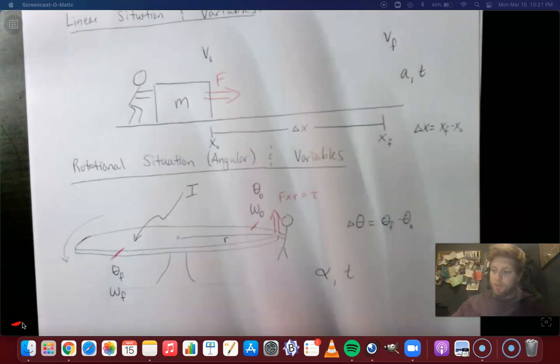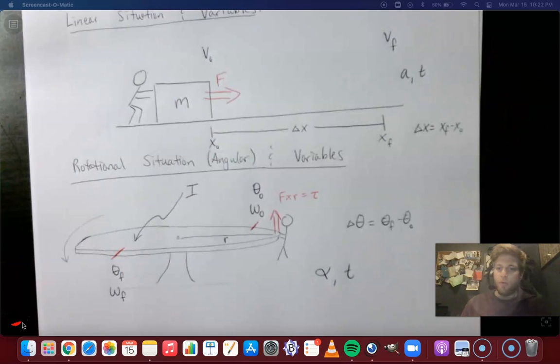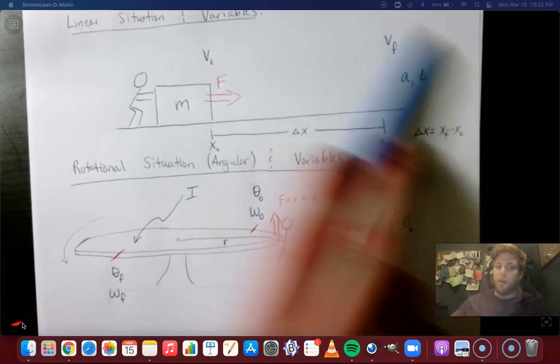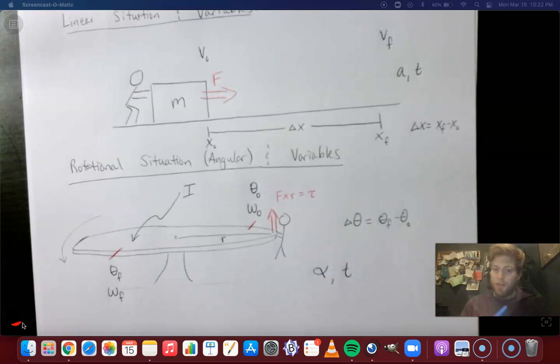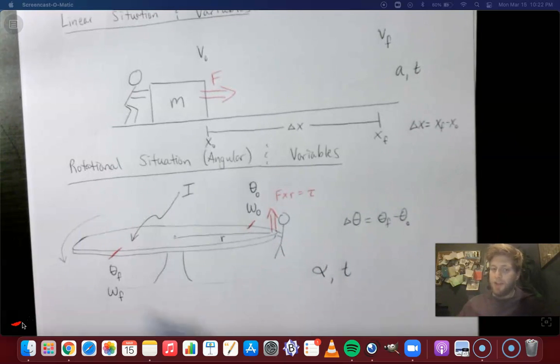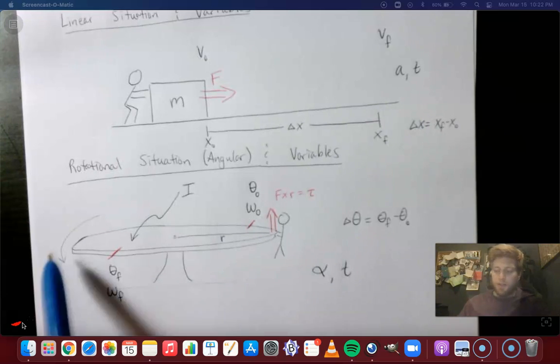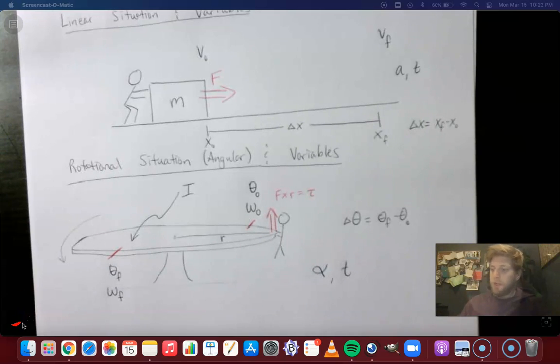Now, I've laid out both of these situations before, and what's really cool about this is that the equations we used to describe all of this information have 100% perfect analogs in this type of rotational situation, where we're speeding things up, we're slowing them down, but now we're doing it in a rotational sort of way. So the next thing I want to do is show you the old equations that we had and link them up with the new equations.